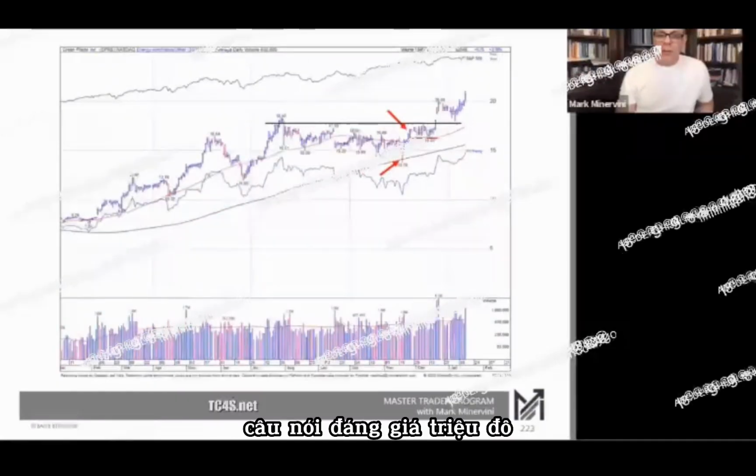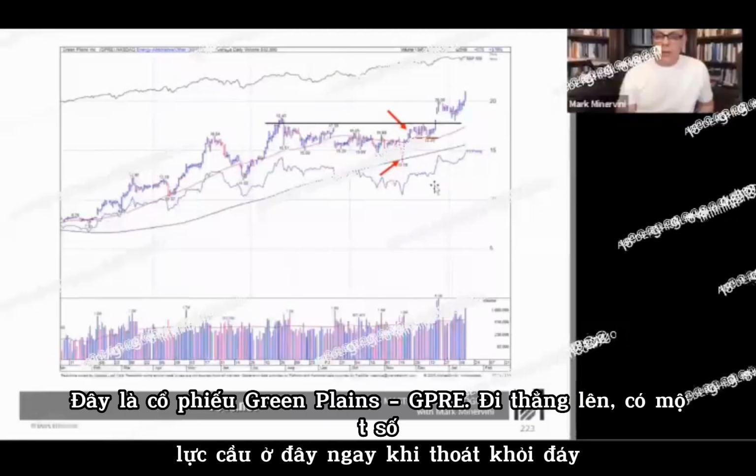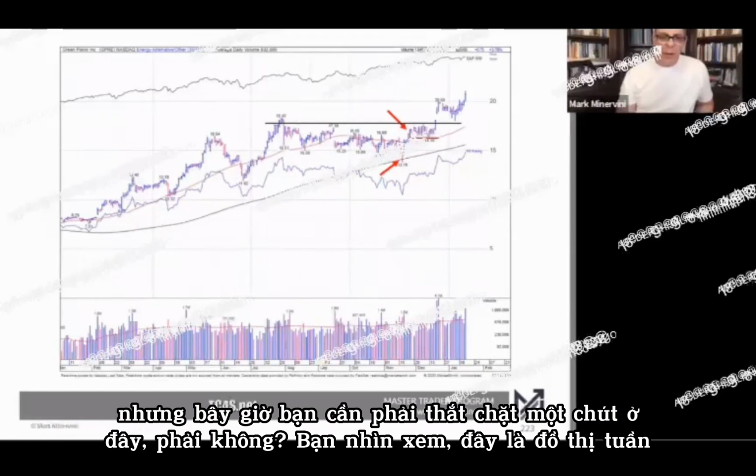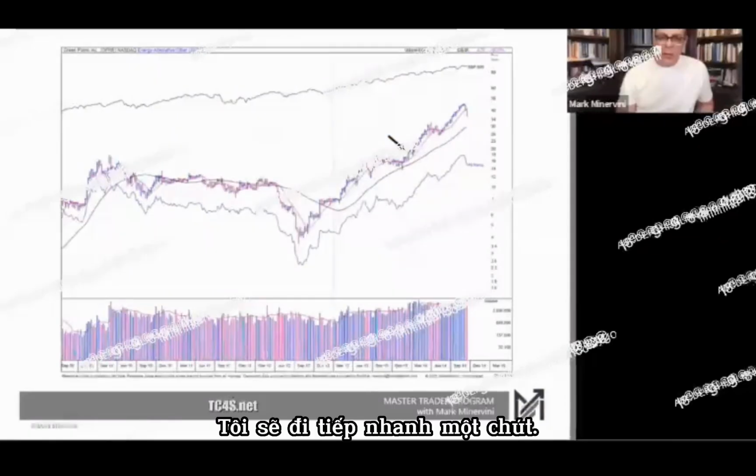Again, so here's Green Plains. So come right up, you get some demand here right off the lows. Very quickly off the lows, you move right up near the highs. But now you need to tighten up a bit here, right? You look at, here's a weekly. I'm just going to move forward a little bit quickly.